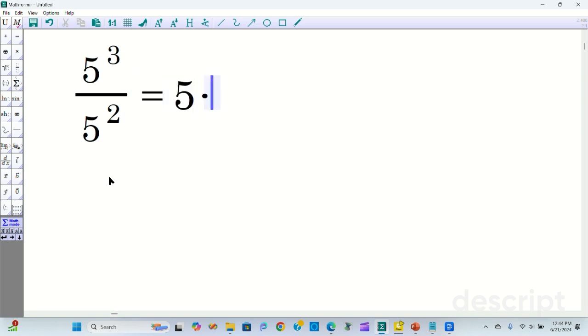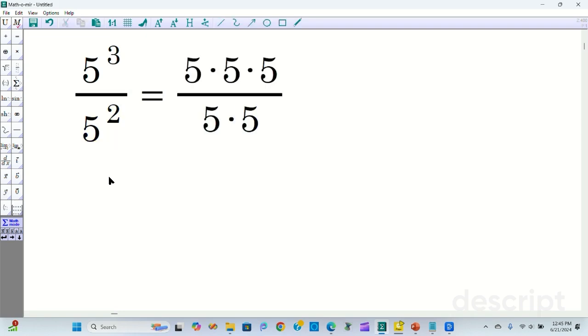So we can do 5 times 5 times 5 because 5 cubed means that. And then on the bottom, I'll say here 5 times 5 because that is what 5 squared means. Now look, this 5 here will cancel with this 5. Okay. This 5 will cancel with this 5. So the only thing left over really is that bold 5. Here, the 5 is left over.